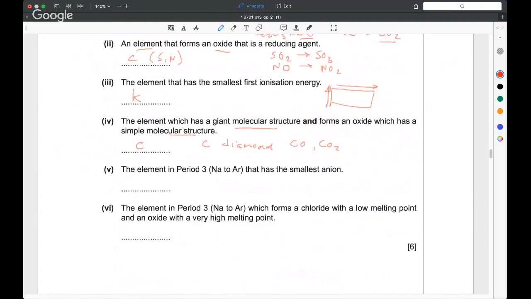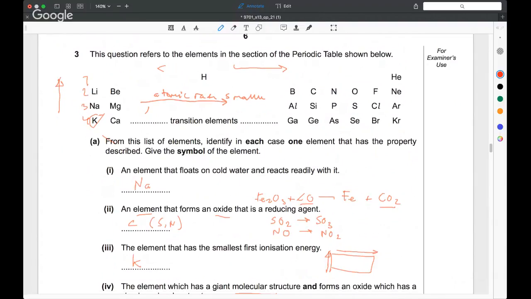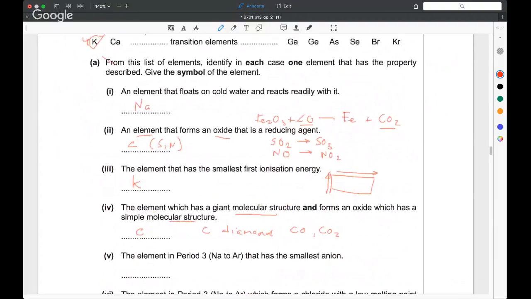Okay, period 3, you're looking for the smallest anion. Well, here's period 3. And you know, don't you, that as you go across a period, the atomic radius is getting smaller, because you're adding electrons to the same shell, but the nuclear charge is increasing. So these atoms, their radius is getting smaller as you go across the period. But it's not asking you for an atomic radius; it's asking you for an anion, an ionic radius. Now, anions.